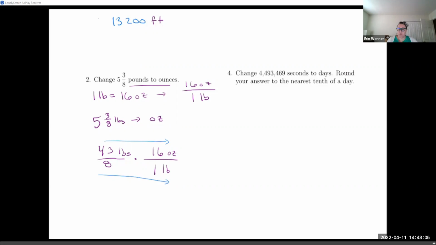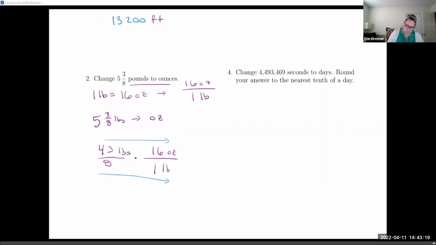Okay, so we have two choices. We can multiply straight across the top and then reduce, or we can reduce before multiplying. So I am a big fan of reducing before multiplying because I don't like to deal with big numbers when I'm multiplying. So I can cancel 8 into itself once and 8 into 16 twice. Now multiplying across, my pounds will cancel with pounds, and I just have 43 times 2, which is 86 ounces as my final answer.